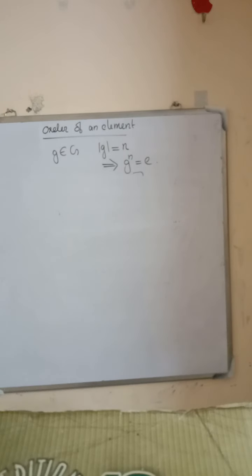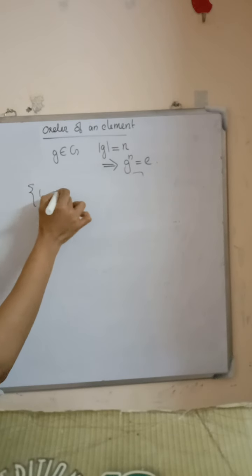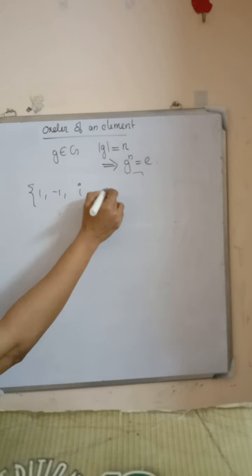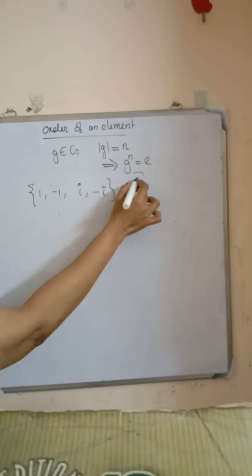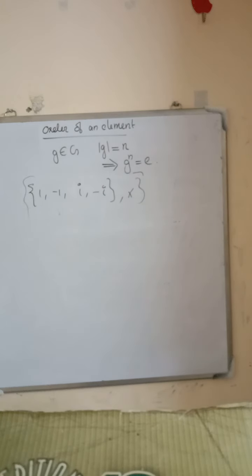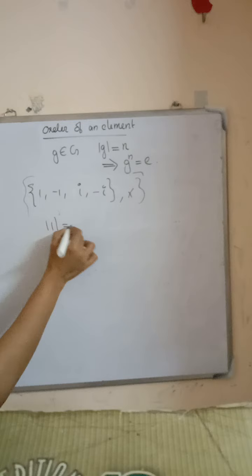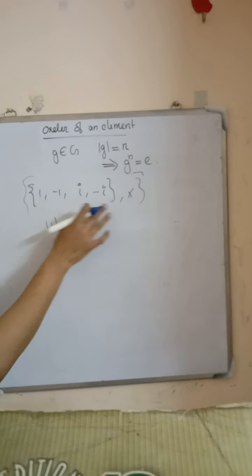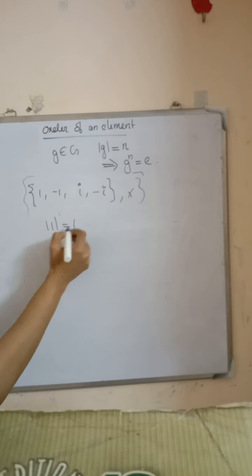Also, we check the order of the elements in the set {1, minus 1, i, minus i} with the operation multiplication. This is a group and has 4 elements. So, a finite group with the order 4. Then what's the order of 1? 1 is the identity element of multiplication. So, order of 1 is 1.